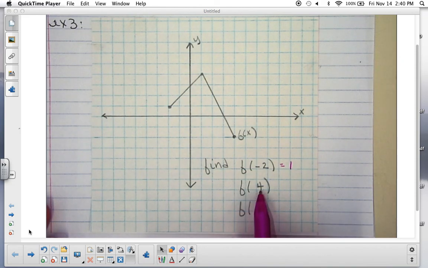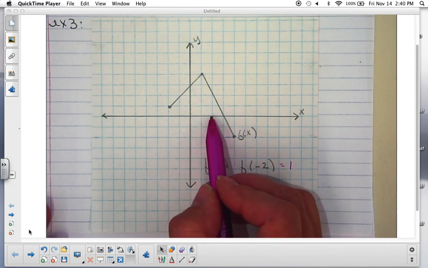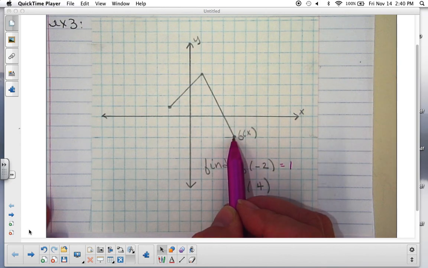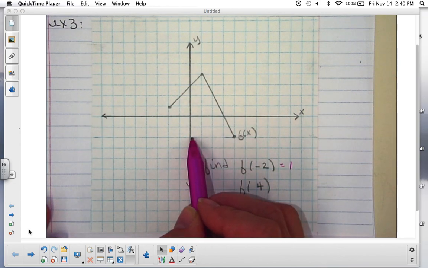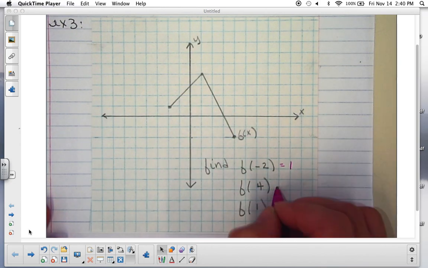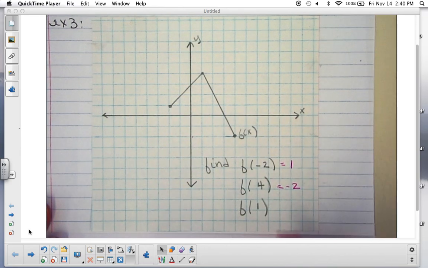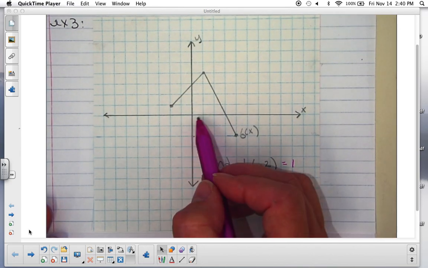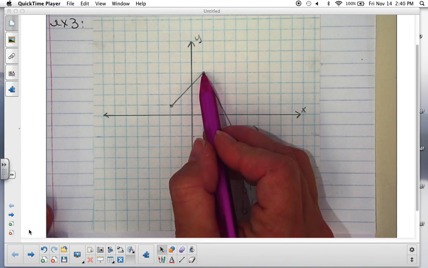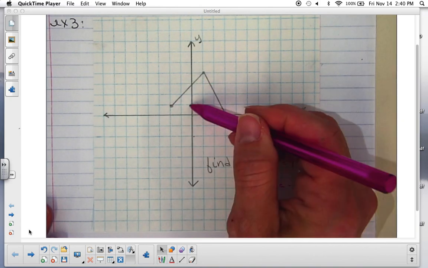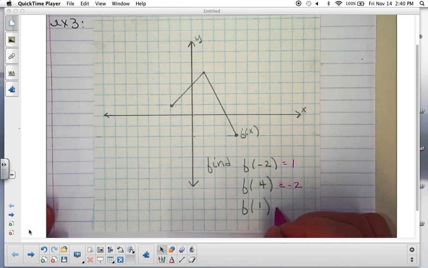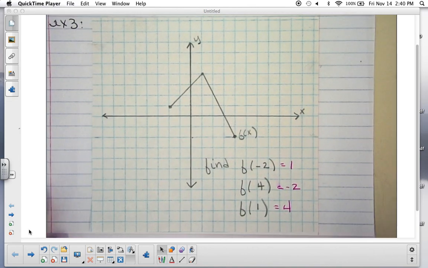Again, go to 4 on the x-axis. 1, 2, 3, 4. Go to the graph, and then read the y. My answer here is negative 2. And then f of 1, you're going to go to 1, go up to the graph, and then read this y value. So 1, 2, 3, 4. This is 4. And that's all there is to that.